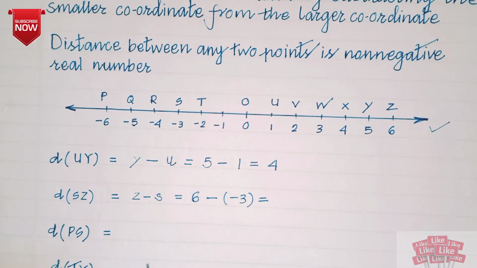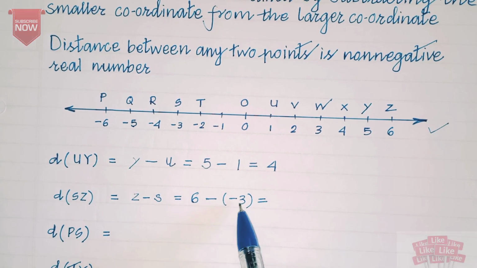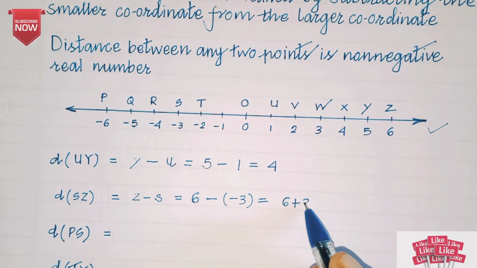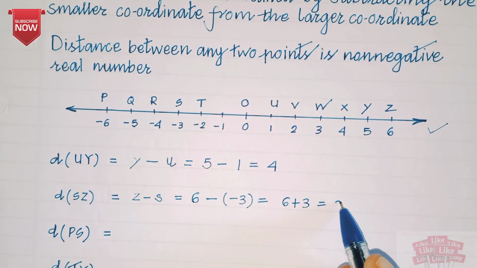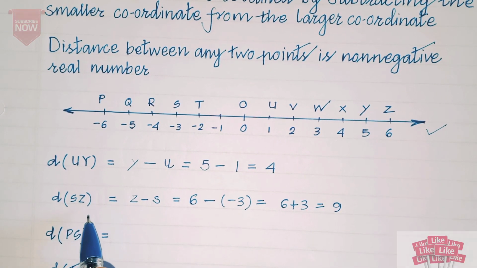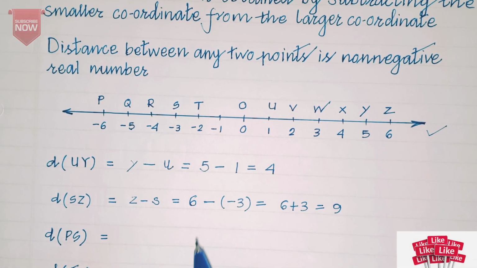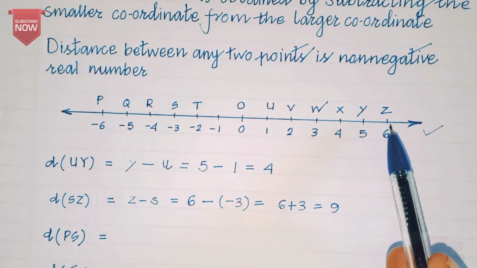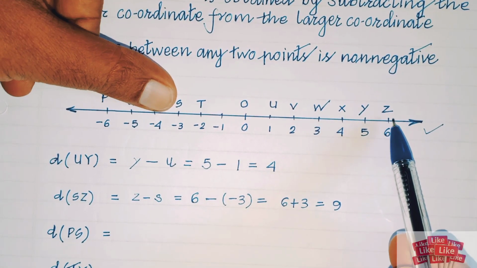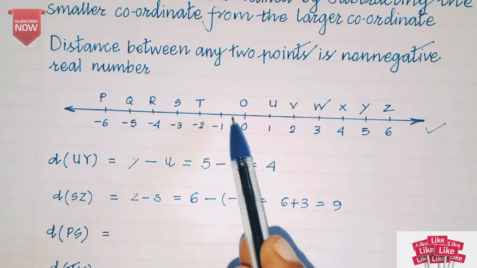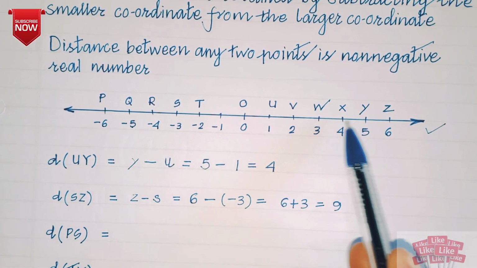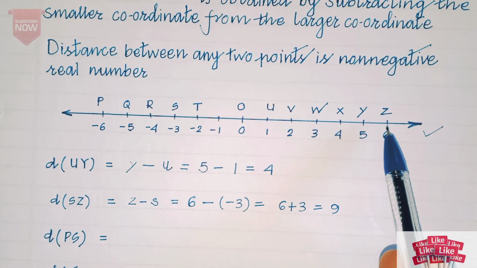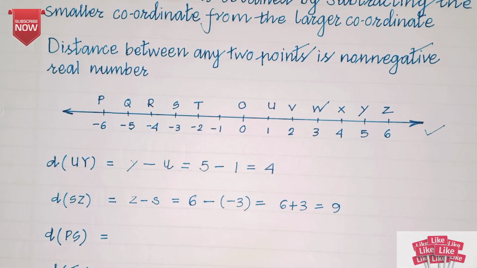So 6 minus into minus is plus, it will be 6 plus 3. It is 9. Now the distance between these is 9. You can also see here in between S and Z, 1, 2, 3, 4, 5, 6, 7, 8, 9. You are seeing that 9 spaces are there. So its answer is 9.